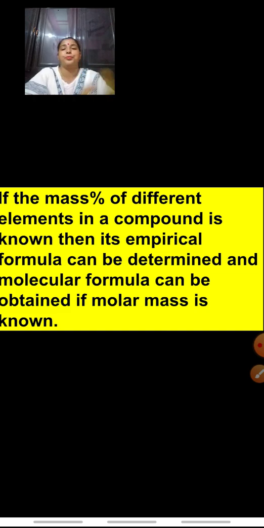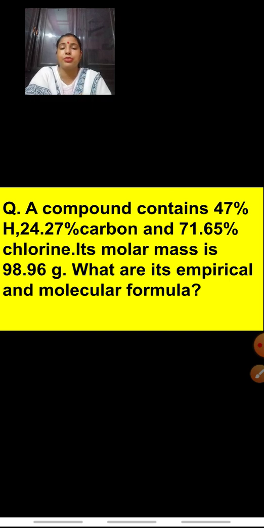Now see how. With the help of the question we will be learning. Just see the question. It will become more clear to you if you try to solve the question. See, the question is: a compound contains 4.07% hydrogen, 24.27% carbon and 71.65% chlorine. That means one single compound is there in which carbon, hydrogen and chlorine, 3 atoms are present.